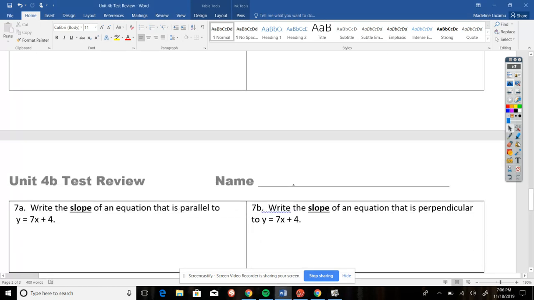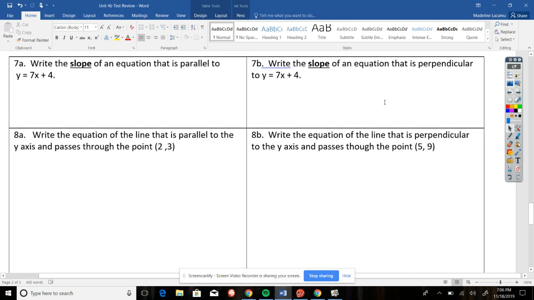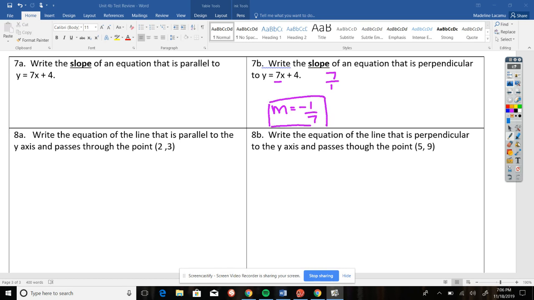All right, 7b. Write the slope of an equation that is perpendicular to y equals 7x plus 4. So the slope they give us is 7, and they want something perpendicular to it. So this would be m equals, this is a positive 7, which means our perpendicular slope has to be negative. And then 7 is really 7 over 1. So when we flip that, we get 1 over 7. So negative 1 over 7 would be our slope.